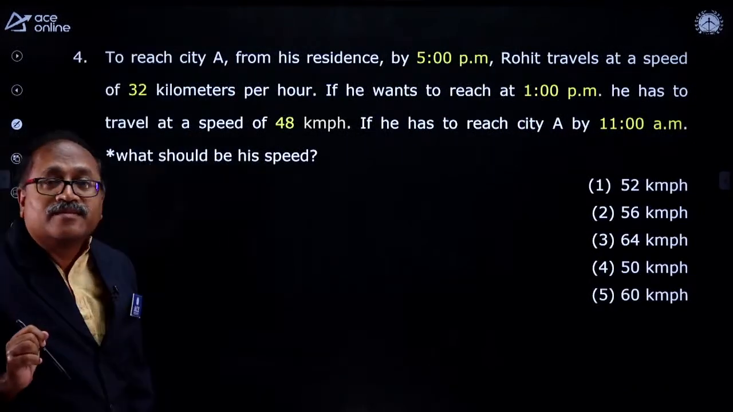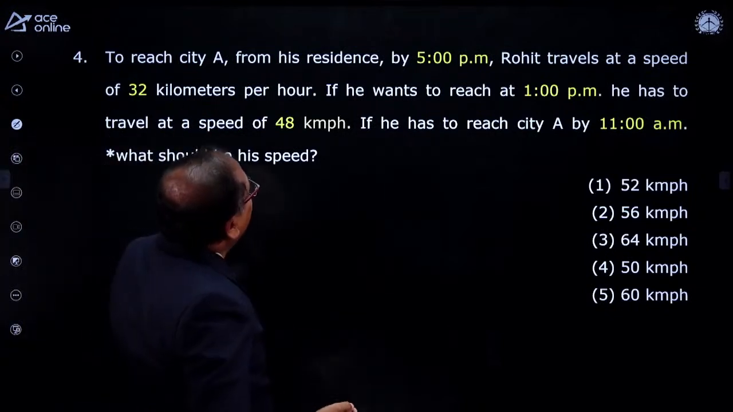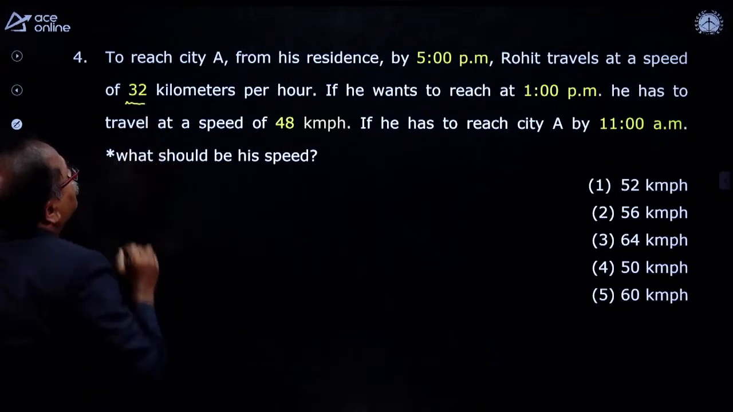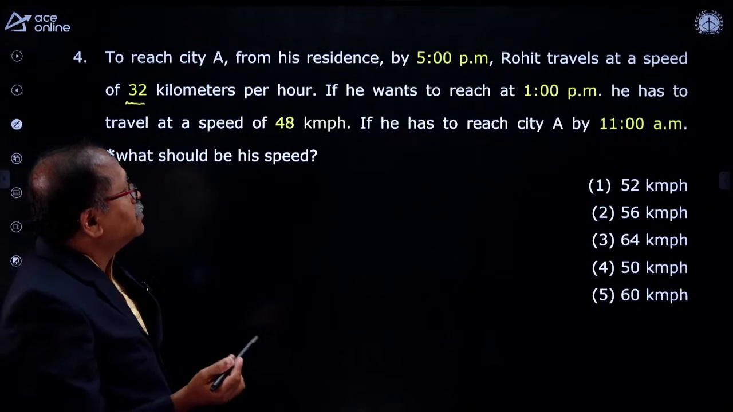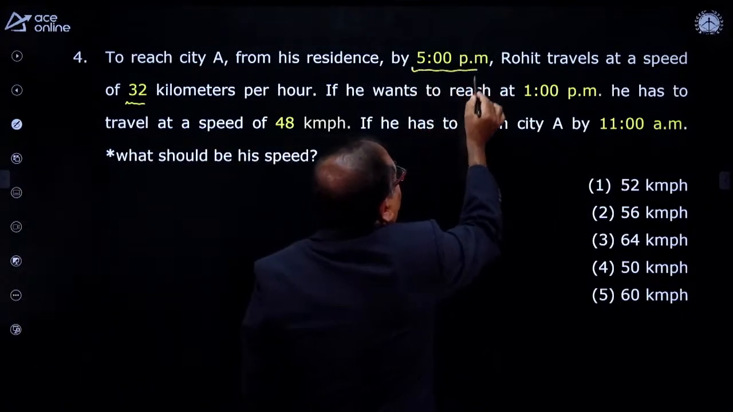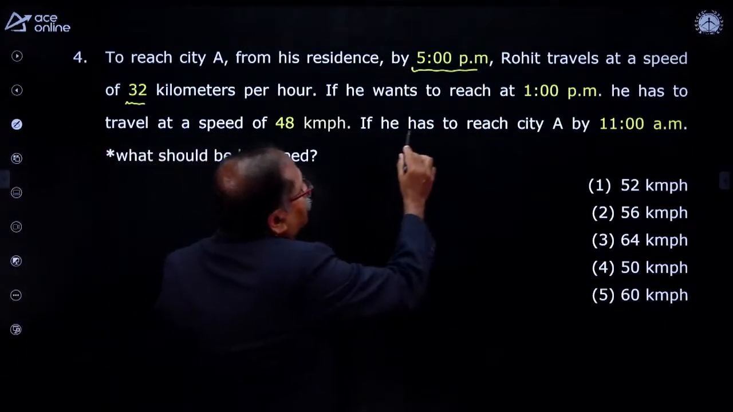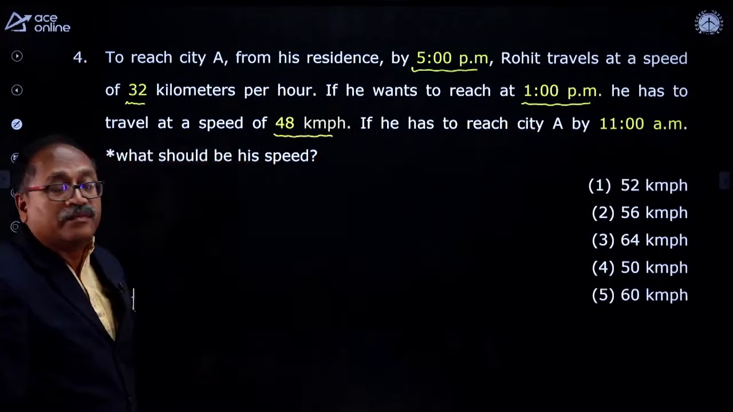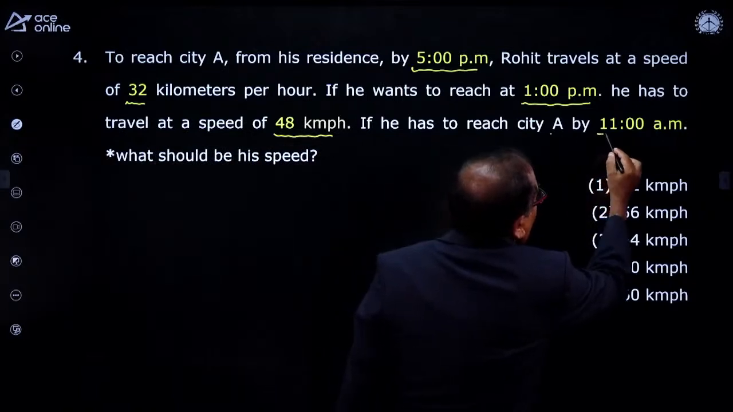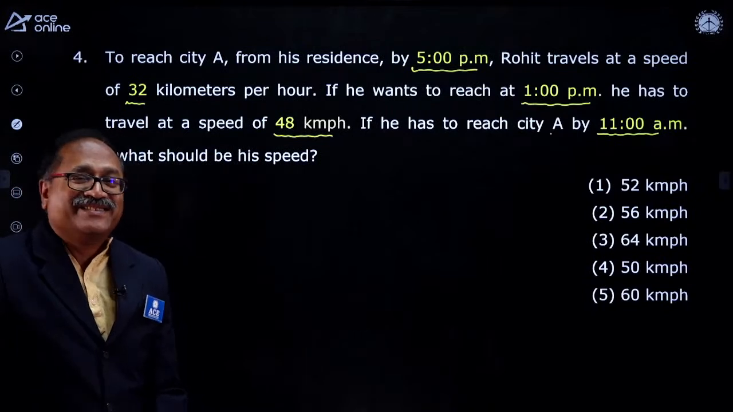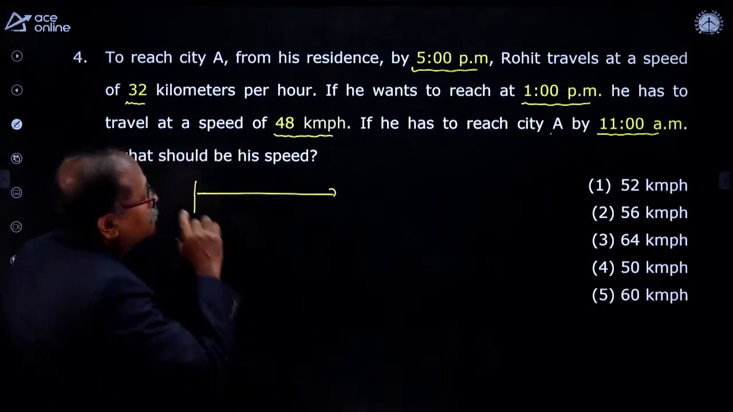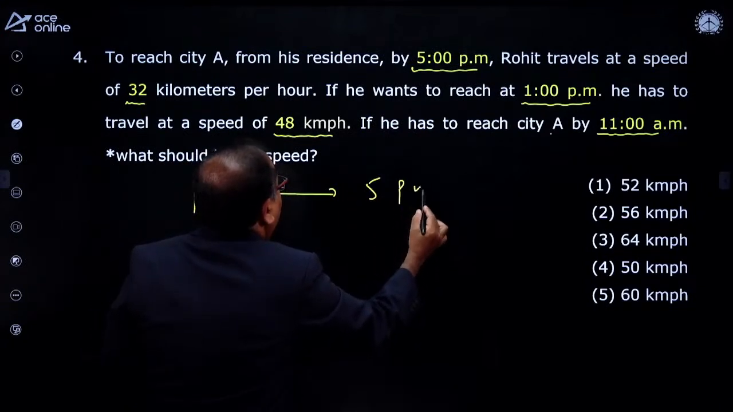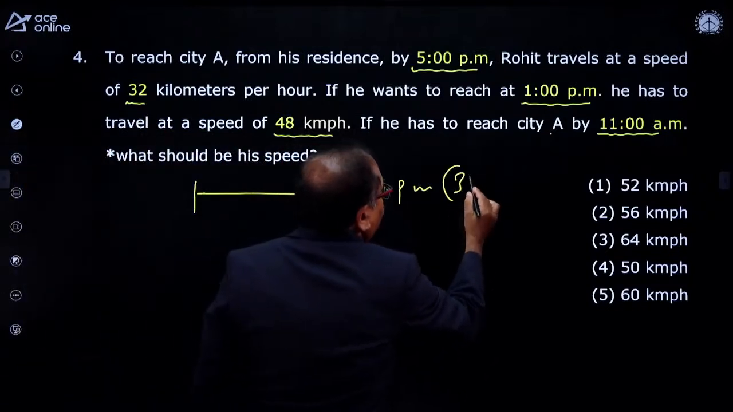Let's check this one. To reach city A from his residence by 5 p.m., Rohit traveled at a speed of 32 km per hour. Okay, we know this time, we know the speed. And if he wants to reach by 1 p.m., he has to travel at a speed of 48 km per hour. Now the question is, if he has to reach city A by 11 a.m., then what should be the speed? So this is the starting point. In order to reach at 5 p.m., what should be the speed he follows? 32 km per hour.